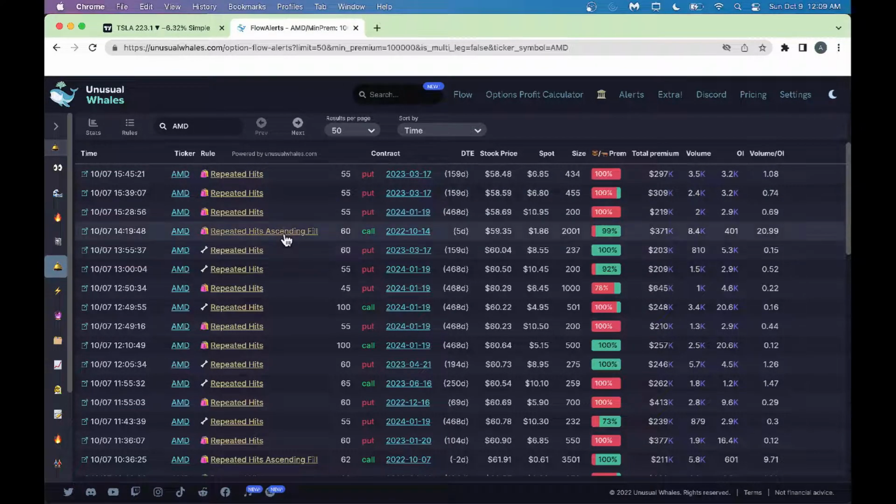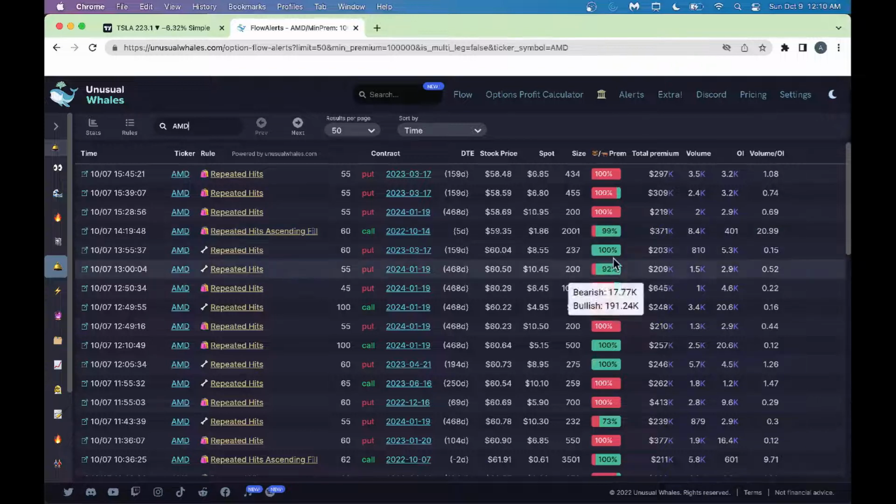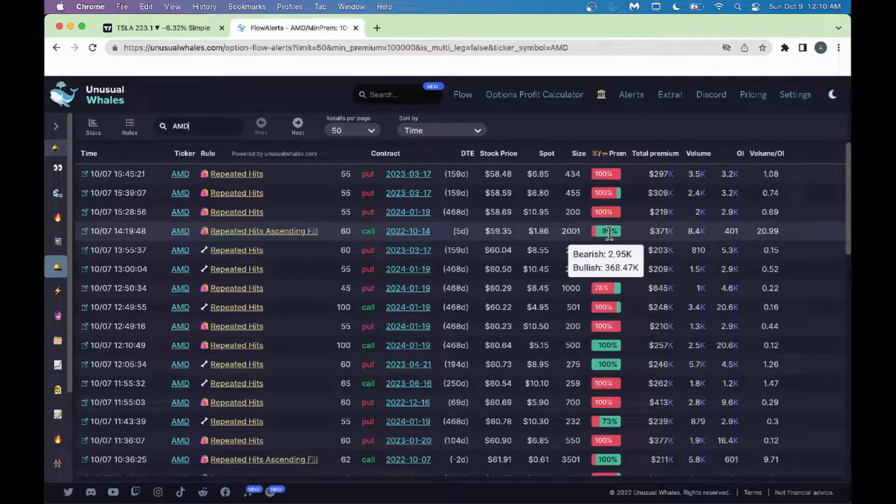And we got here AMD repeated hits, ascending fill. That's also not a great sign here. Looks like ascending fill, meaning stock is really not doing great. And by looking at this, looks like folks are really doing the bullish play also here. 368k here. You can look at call option here, 60 days out. You could look at such things here, and you could go along.